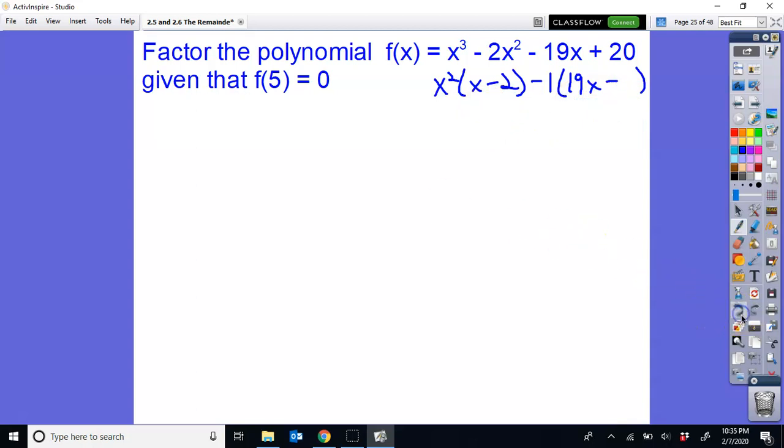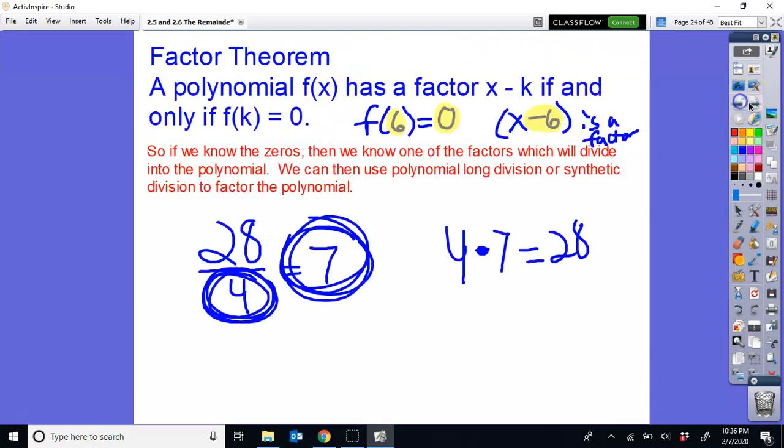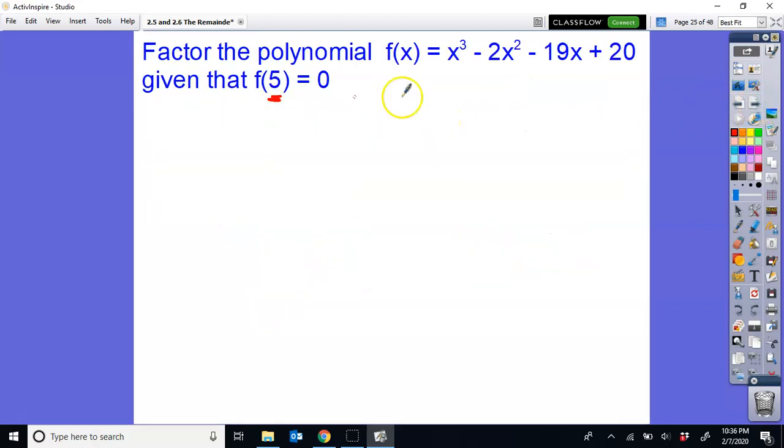So we're left with an issue. We can't factor it with our pattern. But you are given something in the problem: that f of 5 equals 0. That means when you plug in 5 to this function, it'll cancel everything out and it's 0. What that means for me, by the factor theorem, is if I know something that makes it equal 0, I know the opposite is a factor. So if 5 makes it 0, what's the factor?